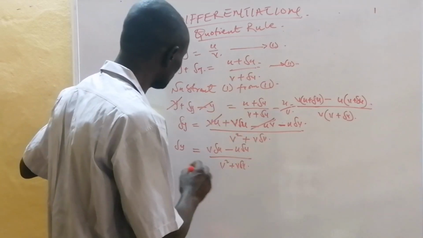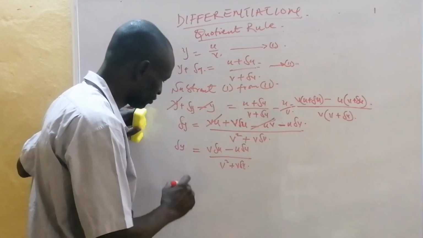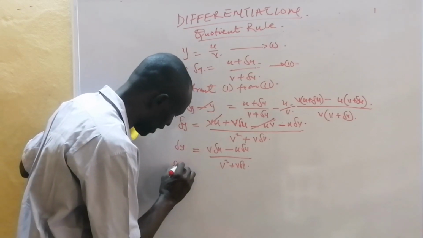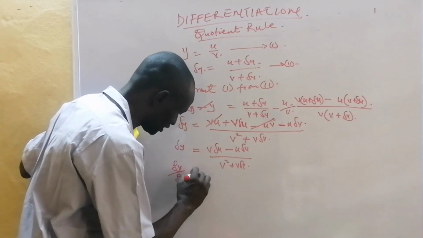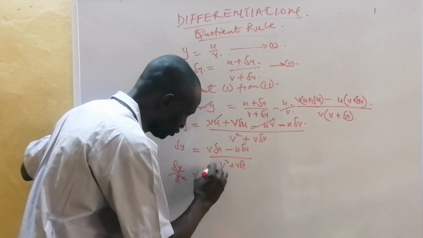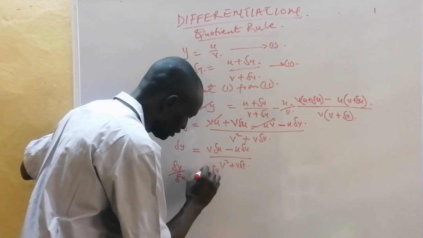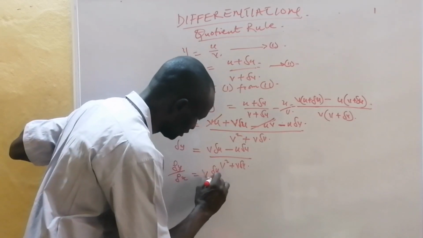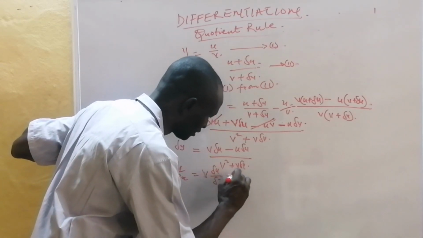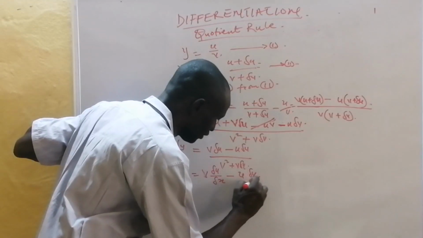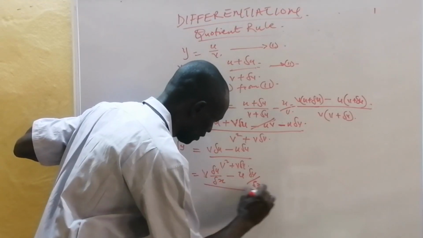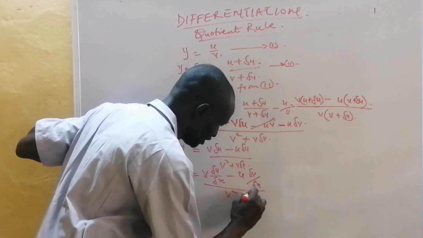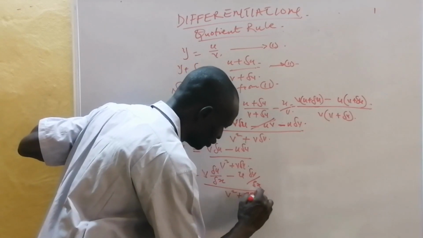Now we're going to divide all through by a change in x. Delta y over change in x becomes, strictly this is v, v change in u over change in x minus u change in v over change in x, all over v squared plus change in v change in u.